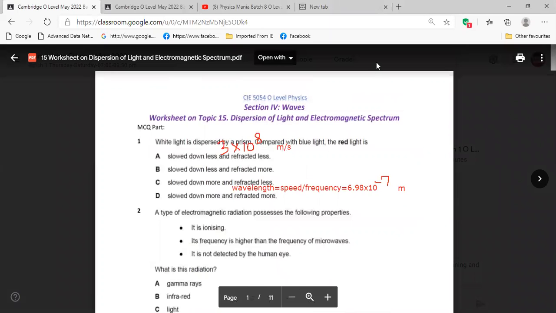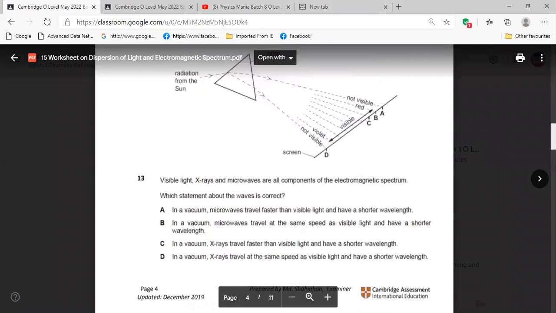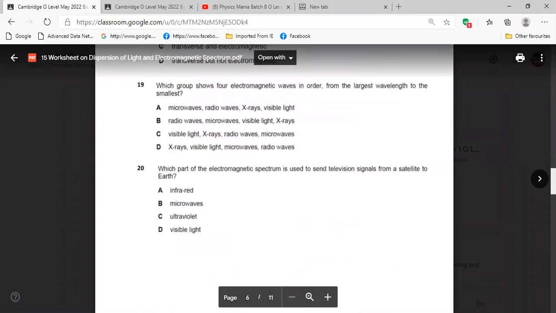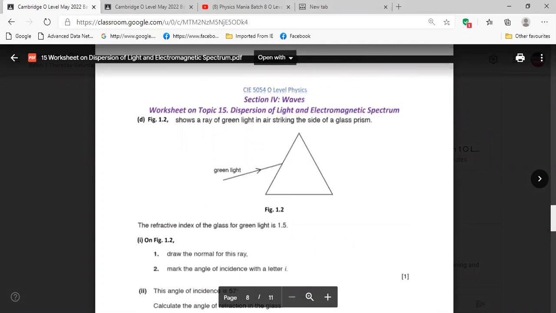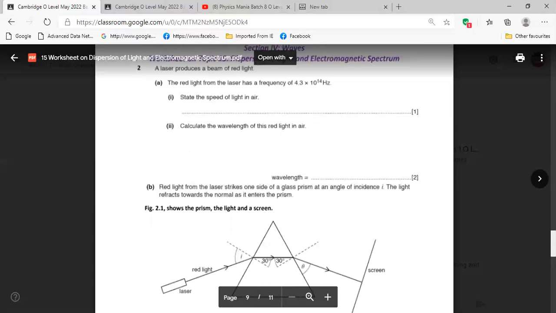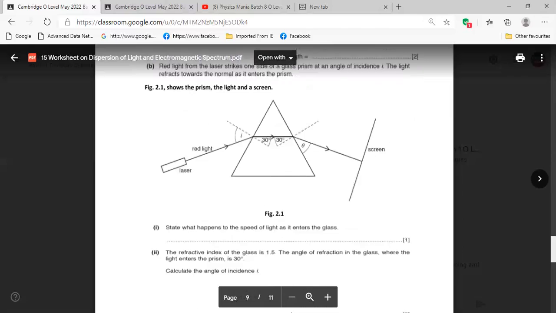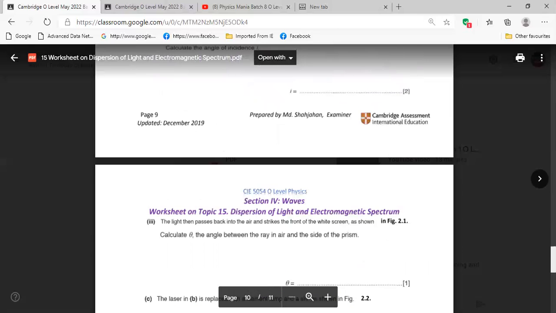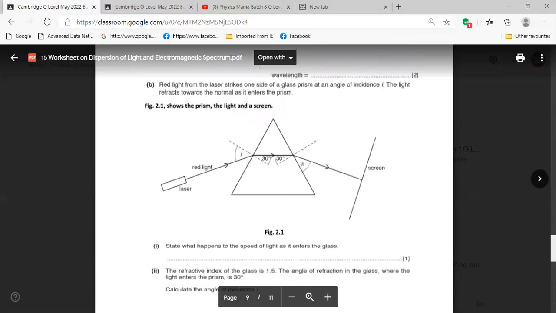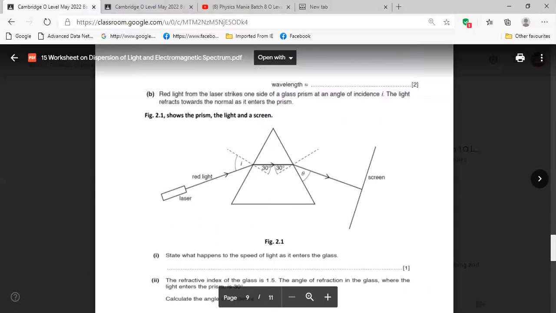Now we are done with this part. Let's go to the next. Here you go. Last part, you see here what's written. We have this page, last part. Can you read it?